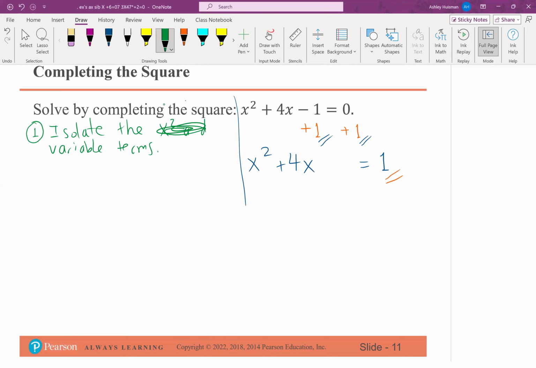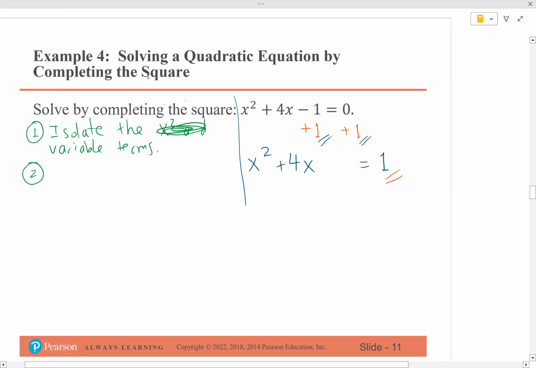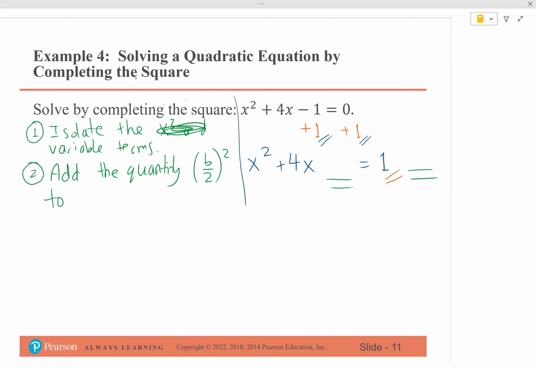Next step. Once I isolate the variable terms, I'm going to add the quantity b over 2 squared, the one that was described on the previous page. But I have to add it to both sides of the equation, because an equation is like scales. I can't just put something new on one side and hope it balances. I'd have to put the same quantity on both sides in order for this equation to be balanced. Okay, add the quantity to both sides of the equation.